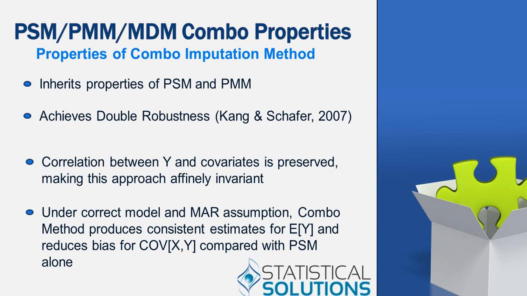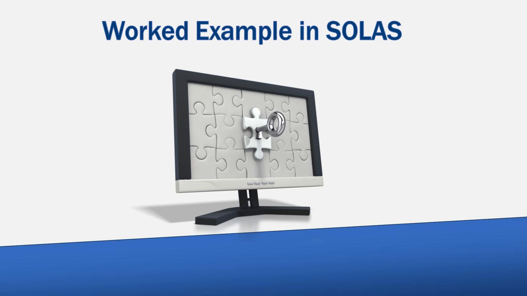So there are some quite nice advantages to using the combination method through double robustness, affine invariance, and also reducing bias in the covariance between the x and the y. So there are some quite nice properties here. So I think I'm going to move on now and show you a worked example in SOLAS.